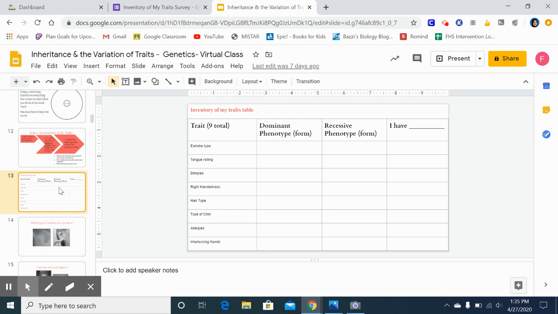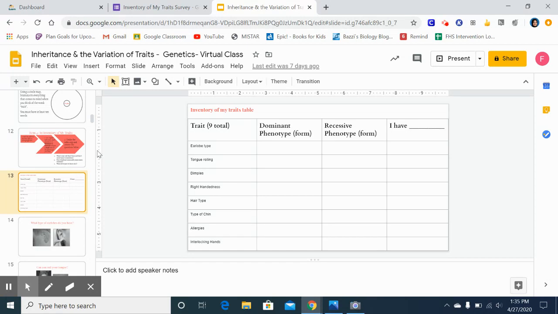So we talked about earlobe types, whether they were attached or unattached, which one's dominant and which one's recessive. And that's a very important table, by the way. I suggest that you make sure that you have access to it as you're watching this video. We talked about other traits such as dimples, hair type, type of chin, whether you have allergies or not, and we discussed them in detail.